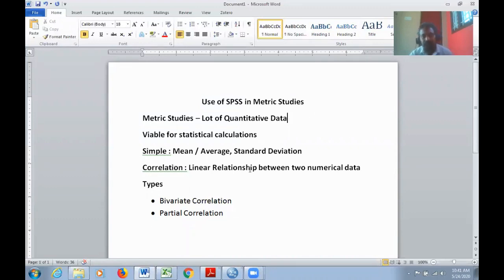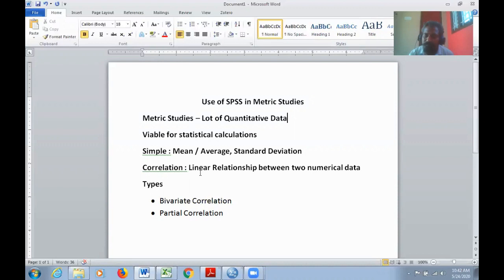See, what is linear relationship? It says that when one variable increases, the other variable also increases. When one variable decreases, the other variable also decreases. This is a kind of linear relationship. It is a positive correlation. In the other way, when one variable is increasing, the other variable decreasing. So that is also a linear relationship, but that is a negative correlation. So this kind of positive or negative correlation existing between two numerical sets of data can be analyzed using correlation.